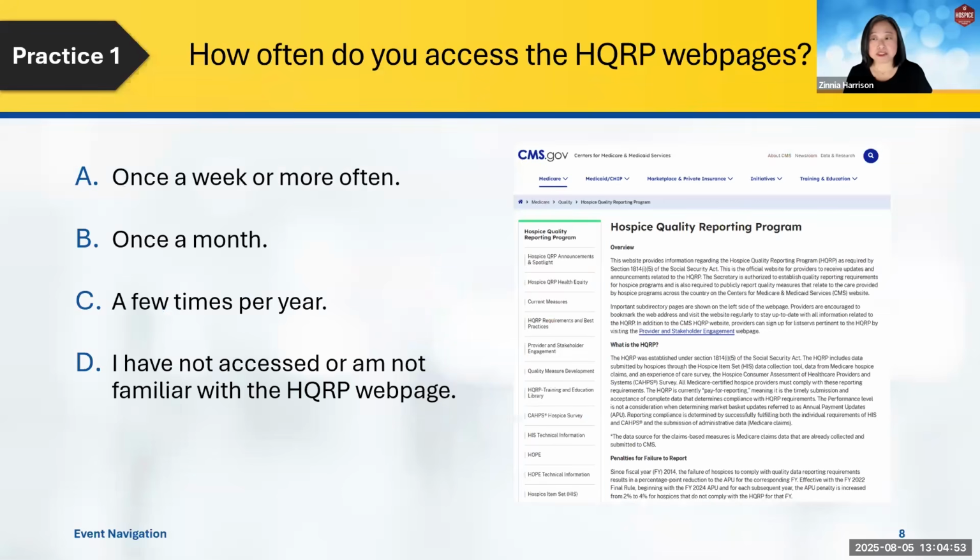This will be an interactive workshop with polling, so let's get started with a couple of questions to know who's joined us today. These questions and all polling results will be collected anonymously to get a better idea of attendee experience and knowledge. So please take a moment to respond to how often you access the HQRP web pages.